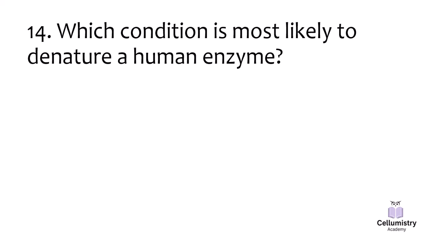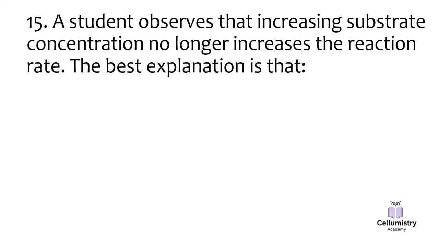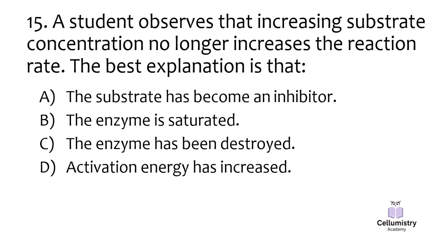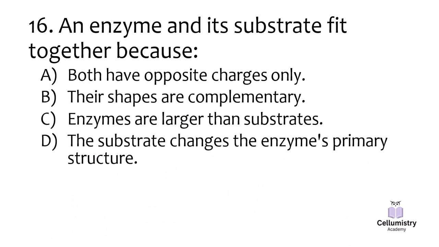Which condition is most likely to denature a human enzyme? Answer is C. 95 degrees Celsius and pH 7. A student observes the increasing substrate concentration no longer increases the reaction rate. The best explanation is that... Answer is B. The enzyme is saturated. An enzyme and its substrate fit together because... Answer is B. Their shapes are complementary.